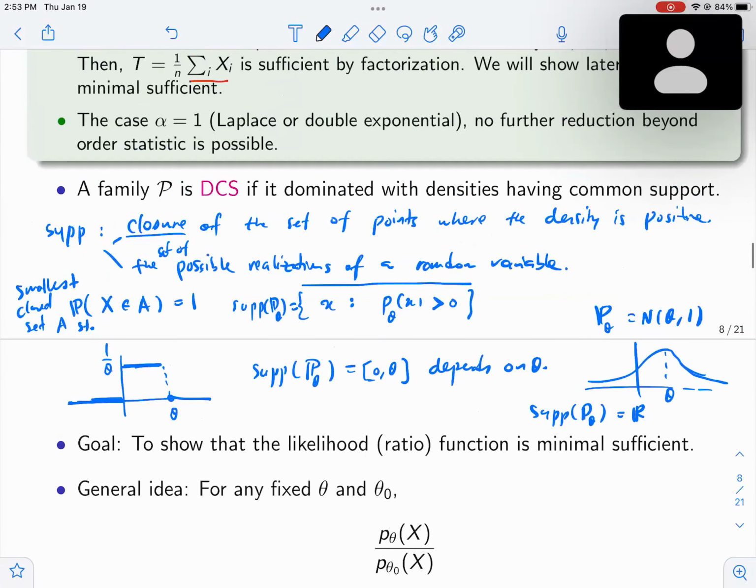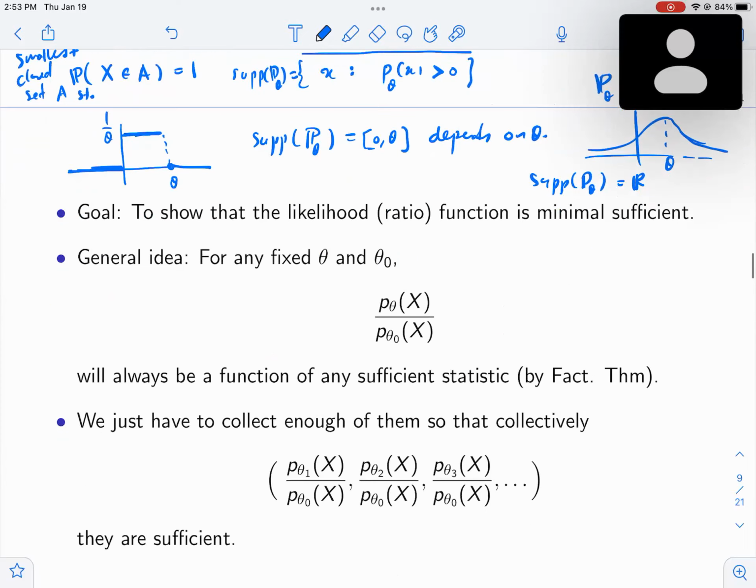Okay, so we're going to work with these dominated densities with common support. What I want to show, basically, that's the goal, is that the likelihood ratio, or the likelihood function essentially, is minimal sufficient. That's the end result.